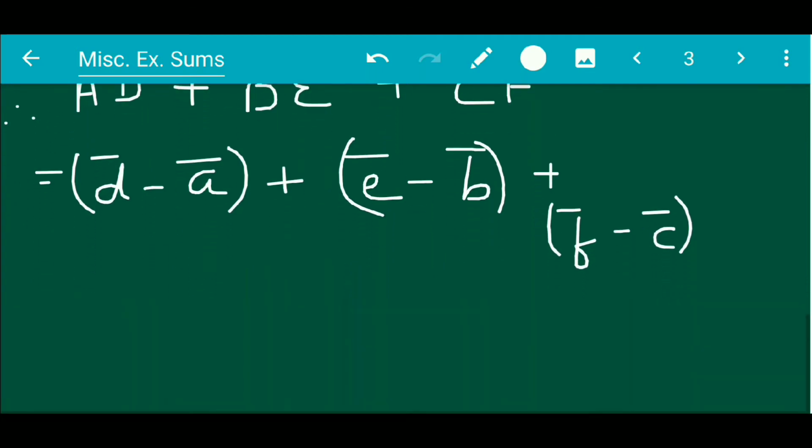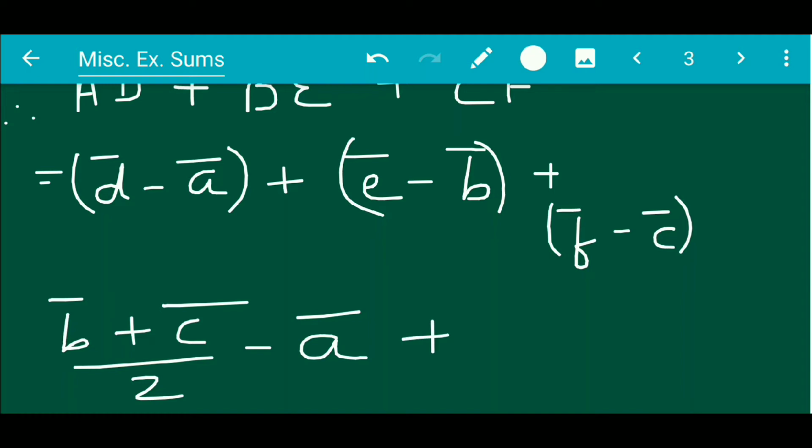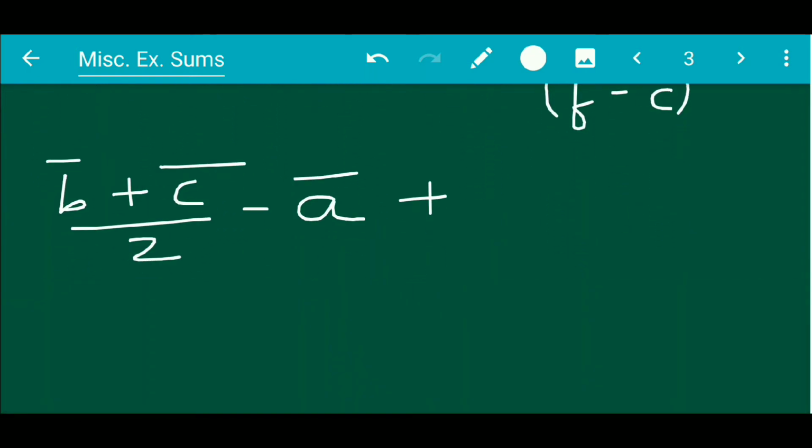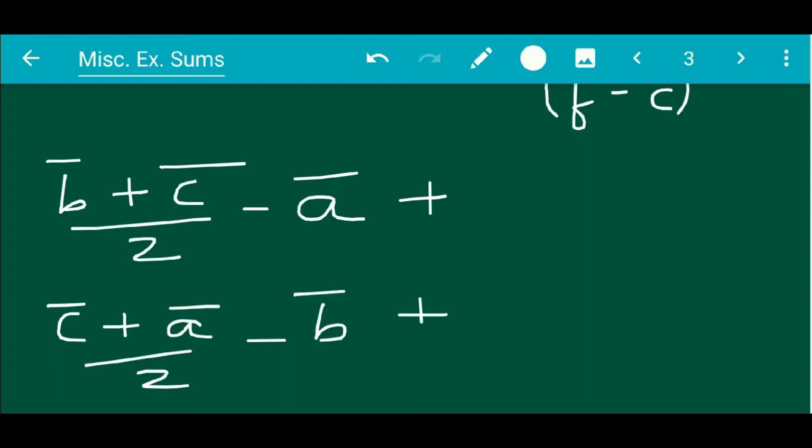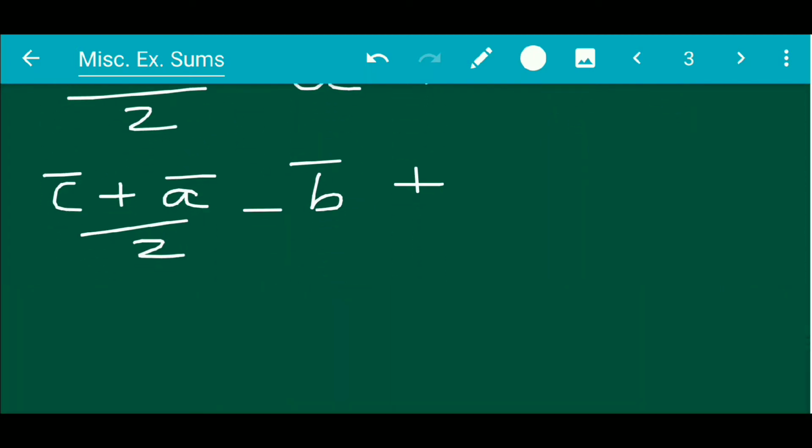Now we know that by midpoint formula, D bar can also be written as B plus C by 2. So that is what we are writing over here. So B plus C upon 2 minus A bar, plus E bar can be written as C bar plus A bar upon 2 minus B bar, plus the third vector, that is F minus C, can be written as A bar plus B bar by 2 minus C bar.